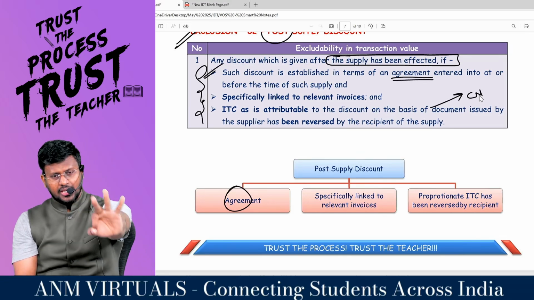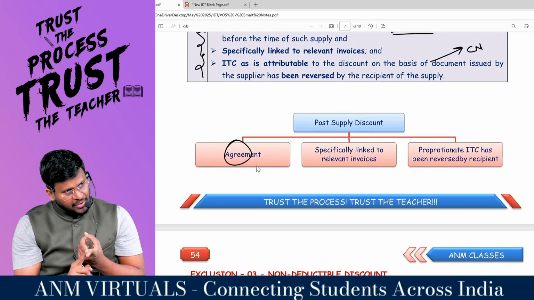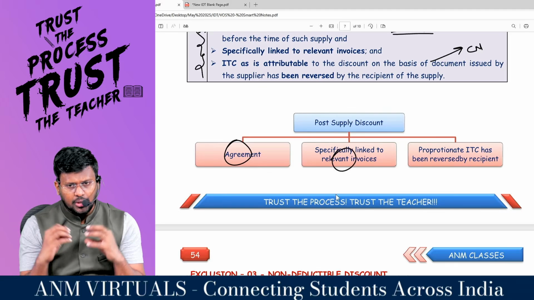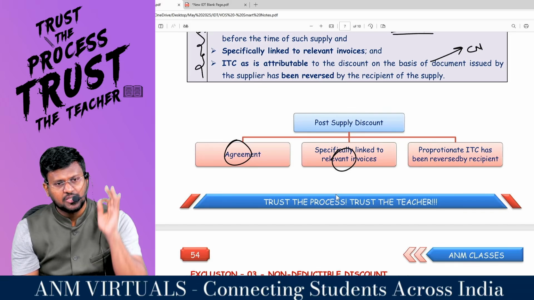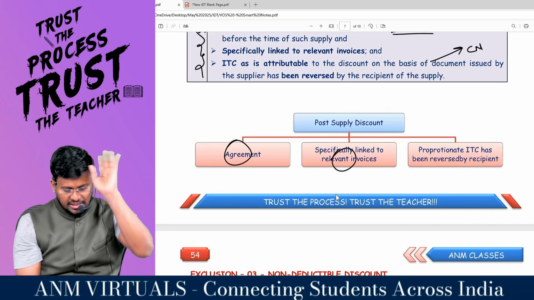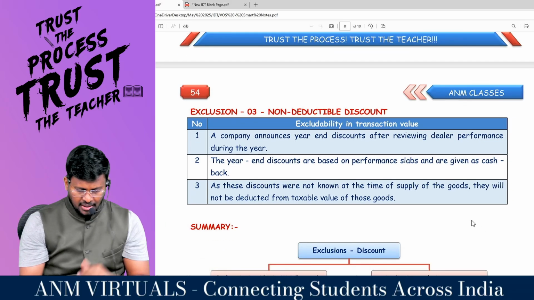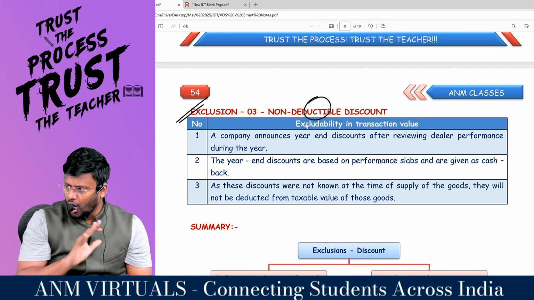So if three conditions are satisfied, that is, sir, there should be an agreement, and the discount should be specifically linked to the relevant invoices, and proportionate ITC has been reversed by the recipient, then post-supply discount can be reduced. Otherwise, post-supply discount cannot be reduced. Are you all really with me? And these are non-deductible discounts. This discount cannot be reduced.